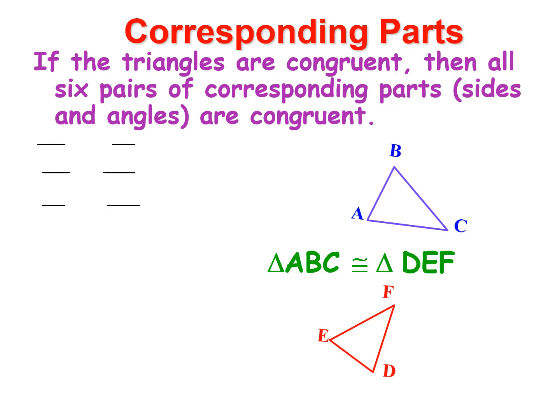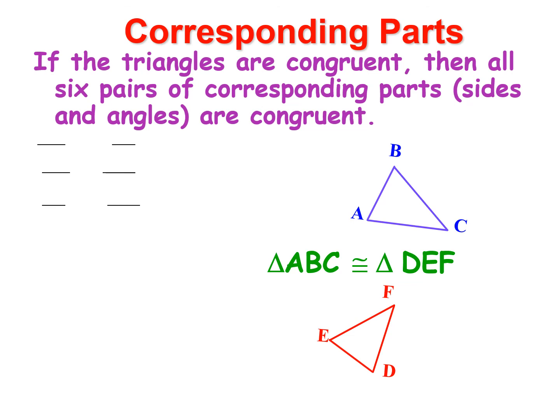Okay, I believe this is on page 29. It's got two guys at the bottom, they look like they're yelling something. So, we're looking at the corresponding parts. That's what you're going to fill in. If two triangles are congruent, then all their parts are going to be congruent.